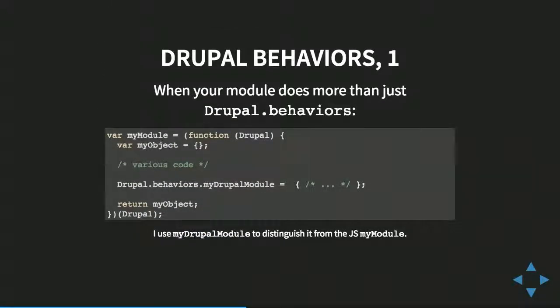Drupal behaviors. Again, you pass in Drupal. I'm not sure why I have my object here. Anyway, oh, I'm returning it, right. And then you just set your Drupal behaviors like this. It should seem familiar. The nice thing about this is the module pattern keeps this all clean, all separate.